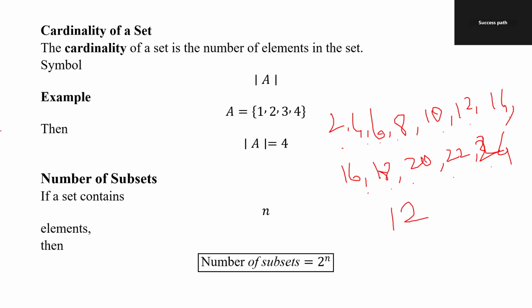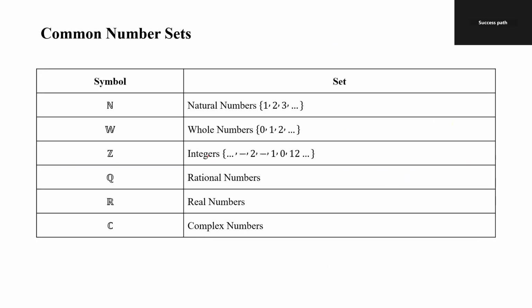For example, the number of subsets: what is the number of subsets we have to calculate? Already I told you the power set, 2 power n. This is separate, this is separate. Same page I have given. Next, common number sets, which they may give as infinite sets. N means natural numbers 1, 2, 3 like this. W means whole numbers 0, 1, 2, 3 like this. Z means the integers, even negative and positive numbers. And Q means rational numbers, then real numbers and complex numbers. Like this they will also give, and sometimes we have to calculate.